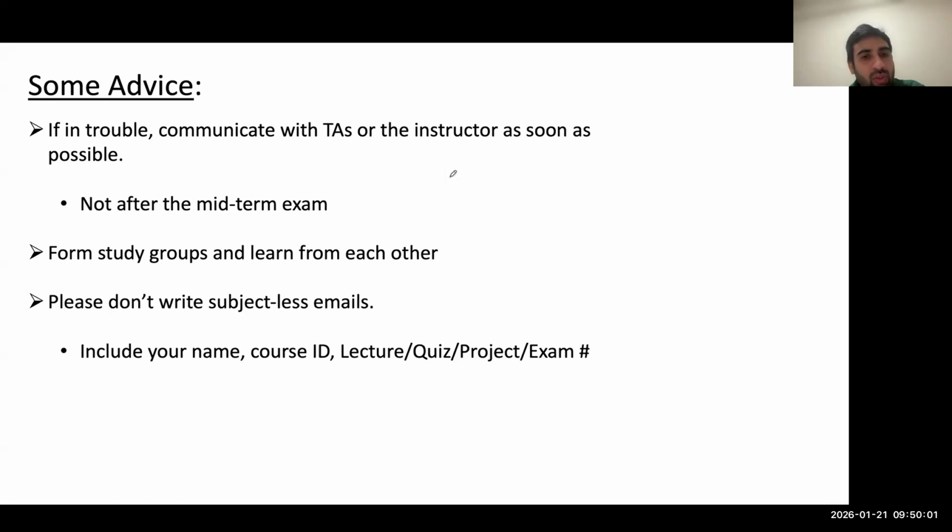Also, when you are writing emails to me, please make sure they are not subjectless. Mention your name and your course ID, because I'm also teaching another course, and sometimes students send an email without mentioning their course ID, and then I need to go to Canvas and search their name to see in which course they are registered. Takes time, right? So mention your course ID and also the lecture, quiz, project, or exam number related to which you have a question or you are facing an issue with, right?